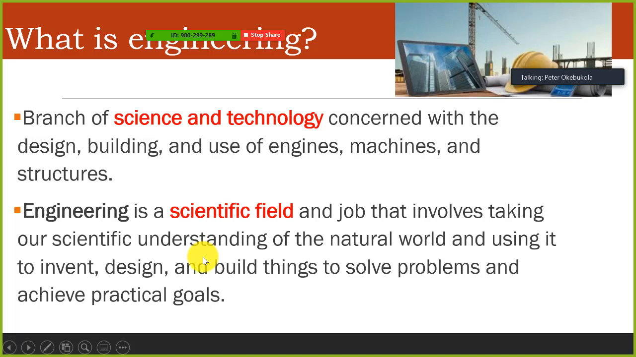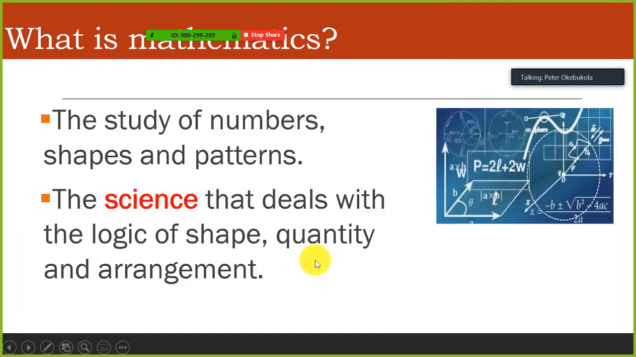So what is engineering? Engineering is taken to be a branch of science and technology. You can see science has popped up everywhere. It is concerned with the design, building, and use of engines, machines, and structures. Engineering is also taken to be a scientific field and job that involves taking a scientific understanding of the natural world and using it to invent, design, and build things to solve problems and achieve practical goals.